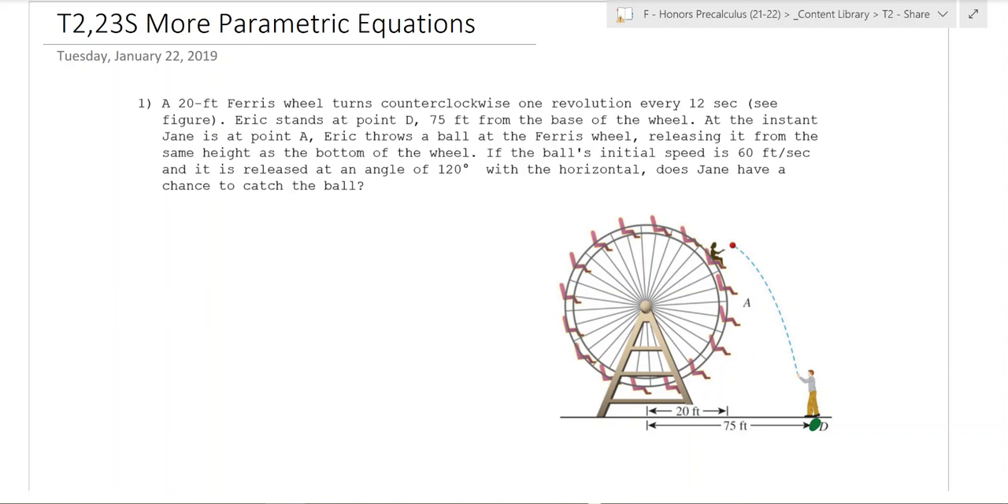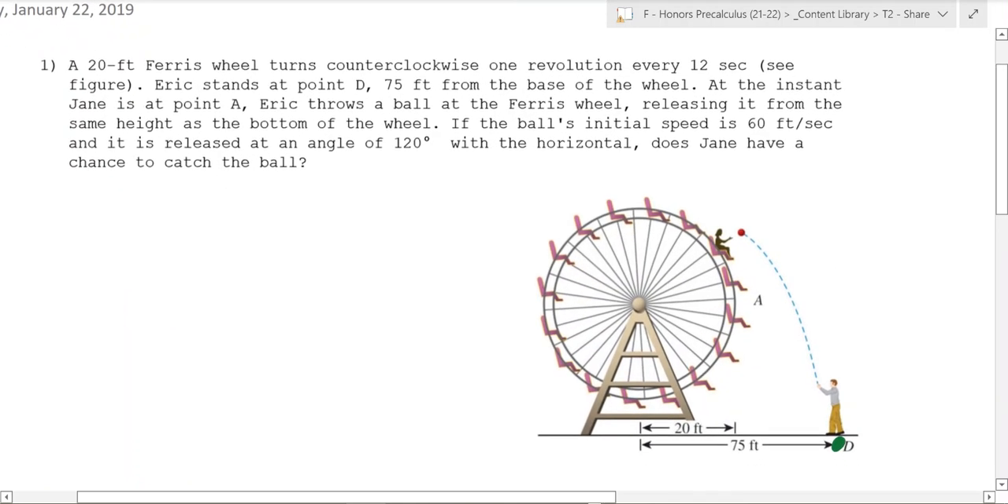We're going to continue talking about our journey through parametric equations with one question today, and it's a Ferris wheel question. It's pretty cool. A 20-foot Ferris wheel turns counterclockwise. What does that mean about 20 foot? It's really important here. We're talking about this distance right here, which is like the radius of the Ferris wheel, and it turns counterclockwise one revolution every 12 seconds. So that's also really important. One revolution every 12 seconds.